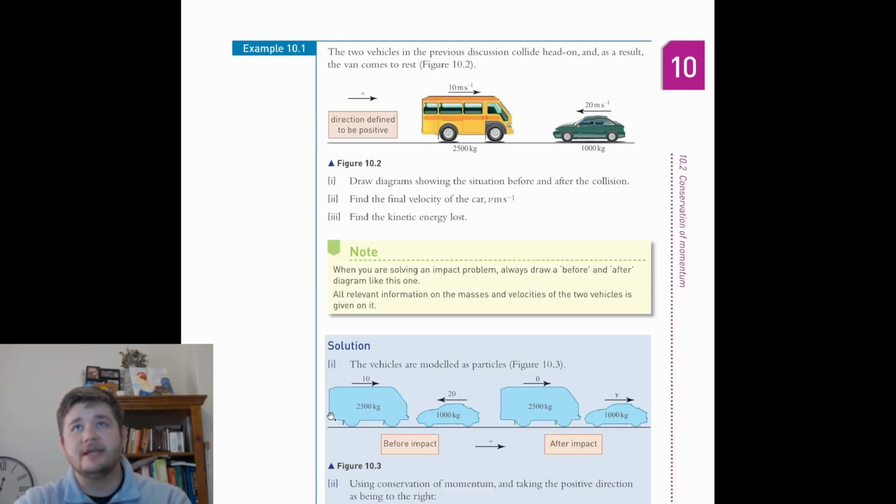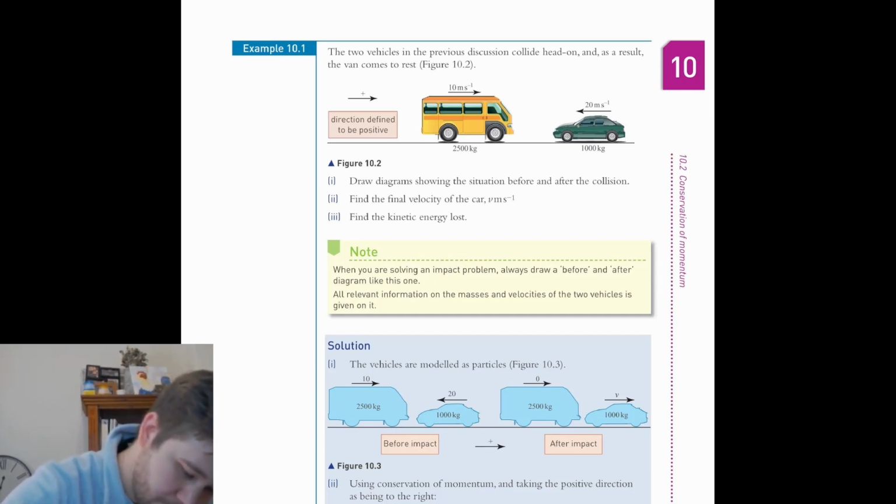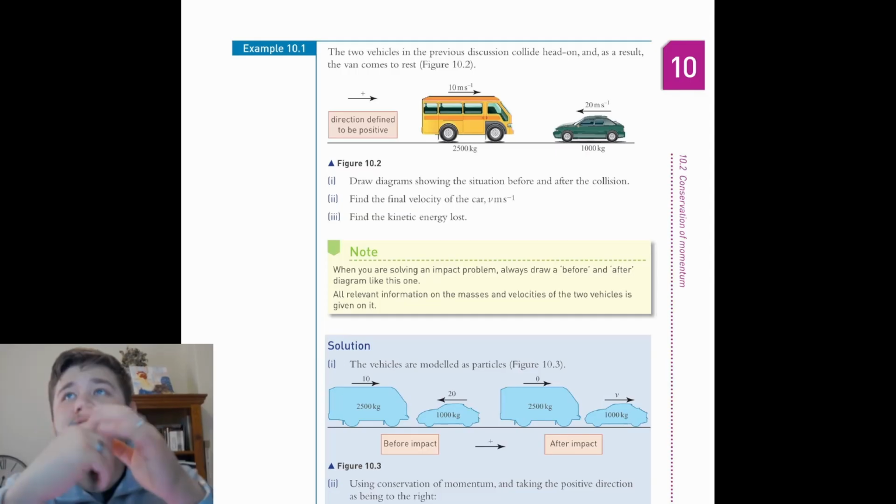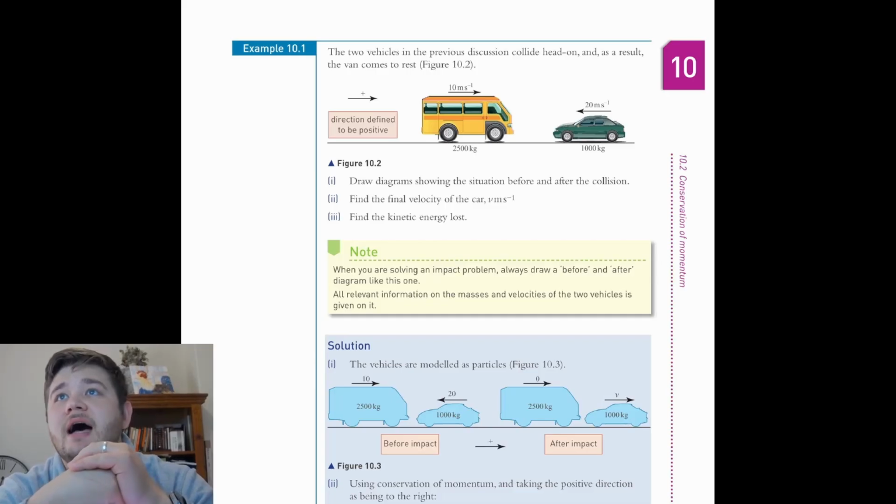Okay, moving on to the next page. This is example 10.1. Example 10.1 shows us basically just what we did just now. We have the two vehicles here, right is defined as positive, and they ask us to draw the situation before and after. We should find the final velocity of the car, and finally we should find the kinetic energy lost.